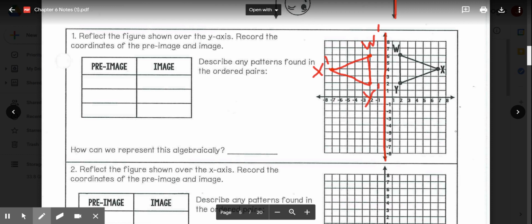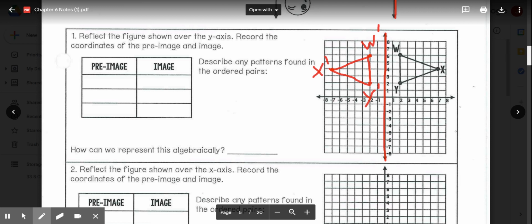On your piece of paper, you could actually fold your piece of paper on that line of reflection and you would see those 2 images match up completely. That's one way to check that you made your reflection correctly. If when you fold on that line of reflection, your 2 images do not completely match up, you probably did make a mistake somewhere.